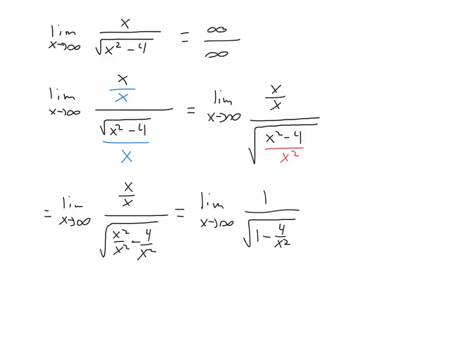And now if I take the limit as x goes to infinity, that numerator is just going to be 1. The denominator is going to be the square root of 1 minus 4 over x squared. As x goes to infinity, you're going to have 4 over a very, very big number. A constant over a very, very big number goes towards 0. So that is going to end up being 0. So in this case, that limit is just going to come out to be 1, and that would then be the limit as x goes towards infinity.